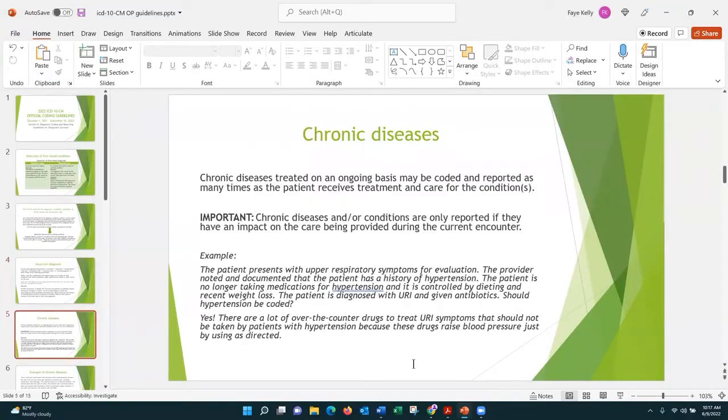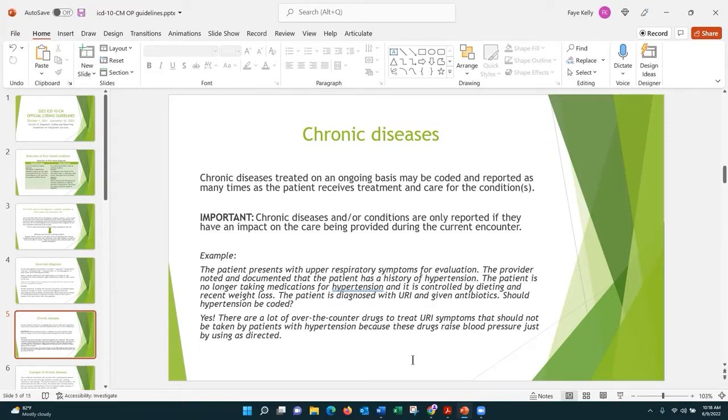This one is chronic diseases. Chronic diseases treated on an ongoing basis may be coded and reported as many times as the patient receives treatment and care for the condition. Here's a very important note. Chronic diseases and/or conditions are only reported if they have an impact on the care being provided during that visit.